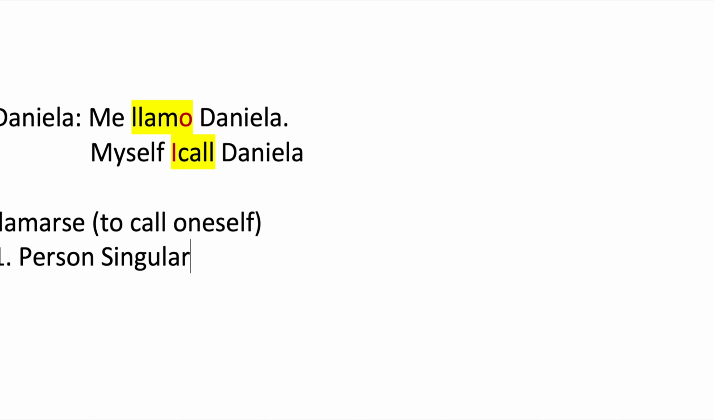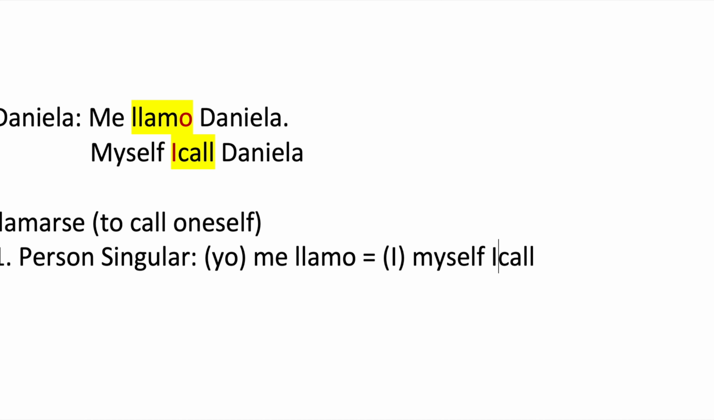So maybe to give you a quick outlook, the verb is llamarse, and it means to call oneself. The first person singular, in Spanish you say yo, which means I. You don't need it, so this is why I put it in parentheses. Me llamo means I myself call. And I put the I in front here because this indicates that it's already conjugated in the I form.